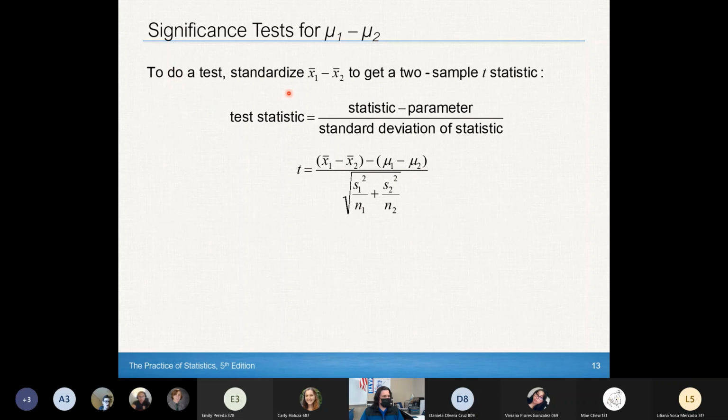To do a test, we need to standardize x bar 1 minus x bar 2 to get a 2-sample t statistic. Again, we have test statistic equals statistic minus parameter divided by standard deviation of statistic. And that is the same exact formula we saw earlier. However, keep in mind, typically our hypothesis is that mu1 is equal to mu2, or that their difference is 0, so you'll just be doing minus 0 over here.